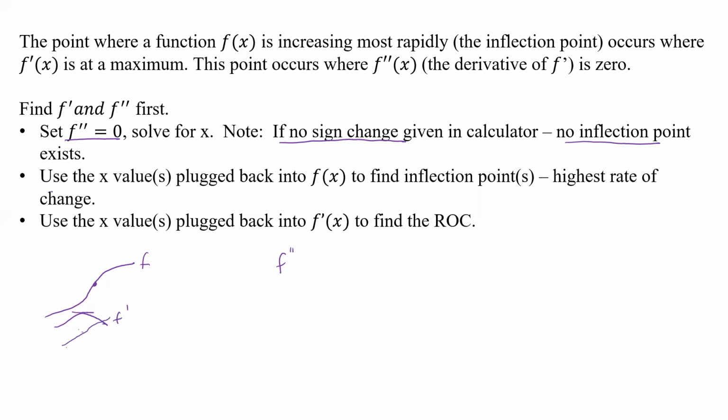But if we do find one, we can use the x values and plug them back into f of x, and we get our inflection points, which is the highest rate of change. We can also plug them back into f prime, the first derivative, to find the rate of change. So we can find inflection points and our rate of change once we find that x value from setting the second derivative equal to 0.